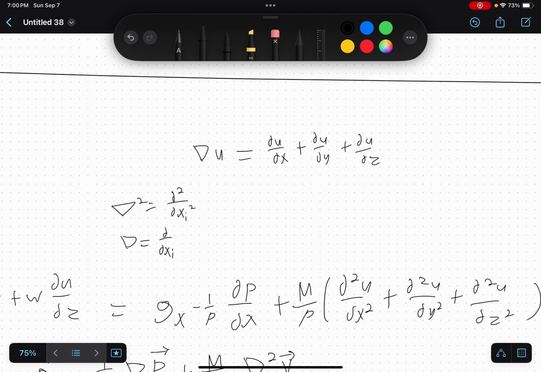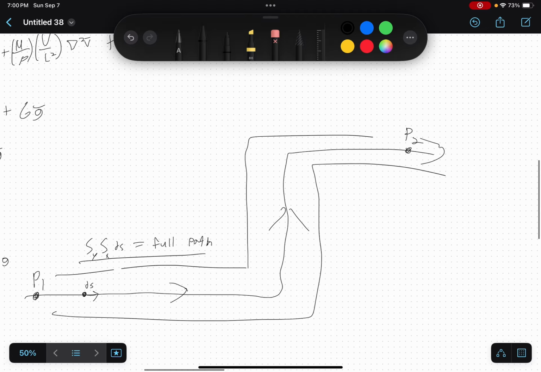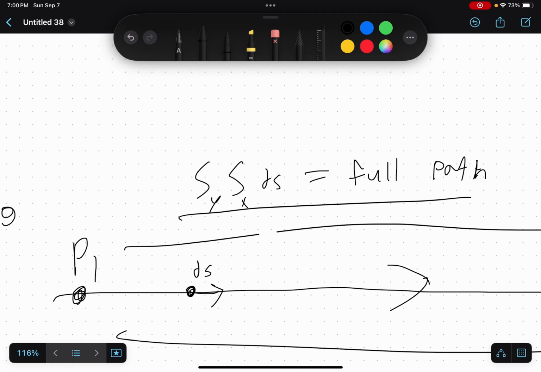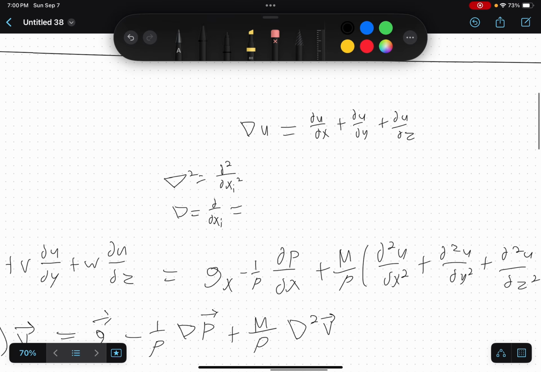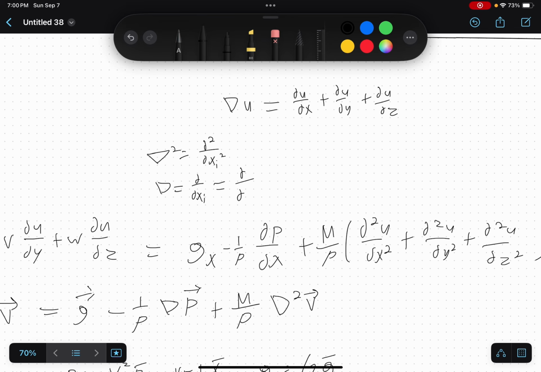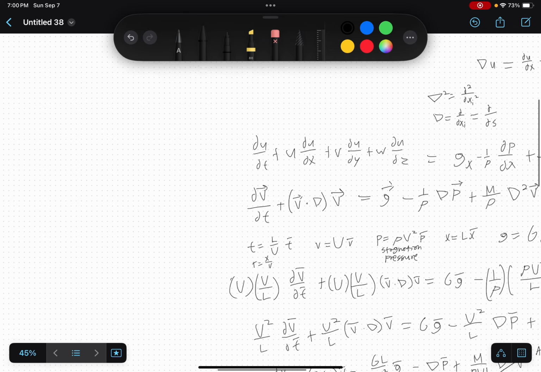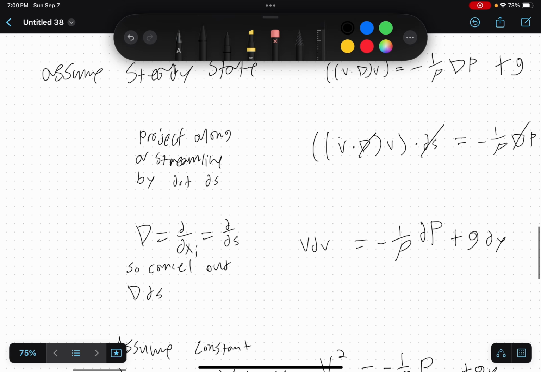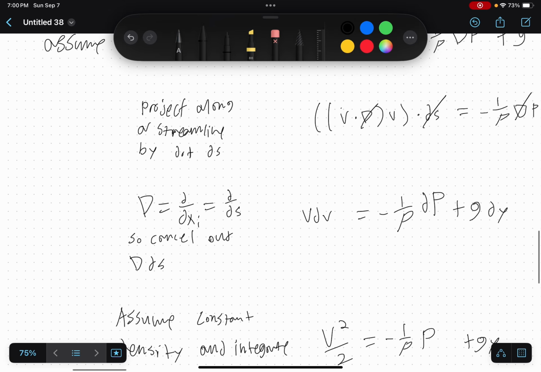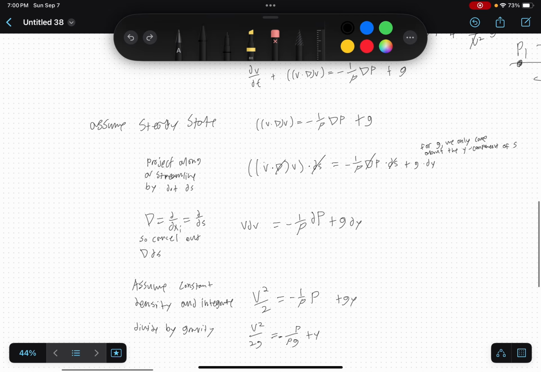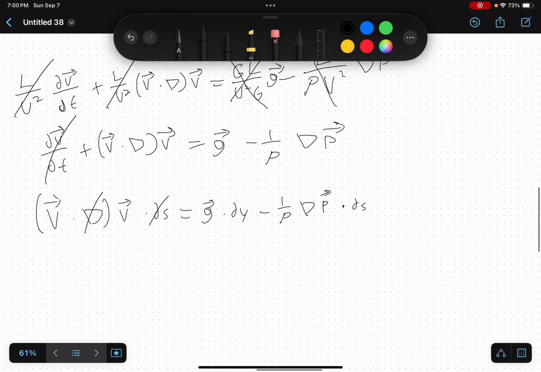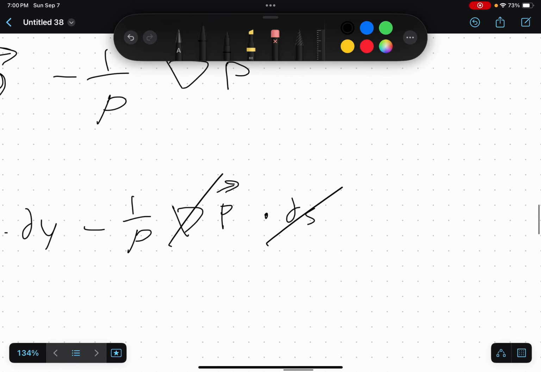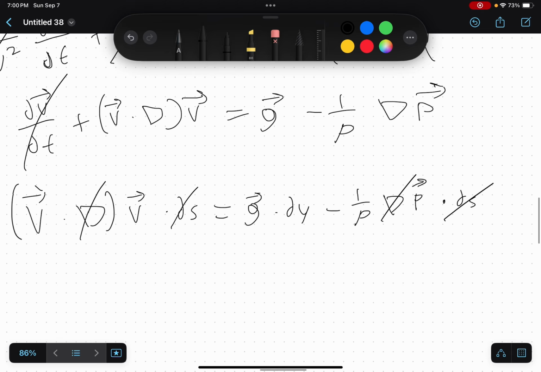But effectively, we defined ds such that if you integrate it with respect to x and y, you get the full path. So basically the gradient is d ds. That is exactly what I have. So the gradient cancels out with multiplying by ds. We have a gradient being multiplied by ds, so those cancel out, which is freaking neat.